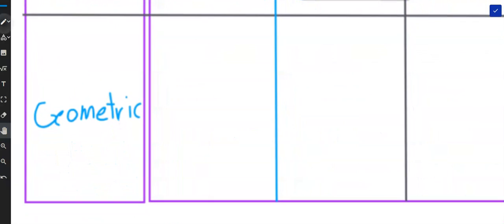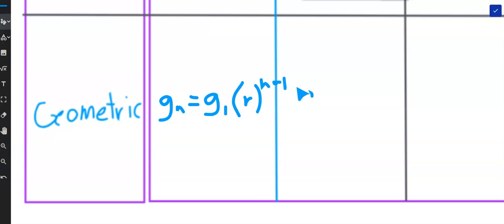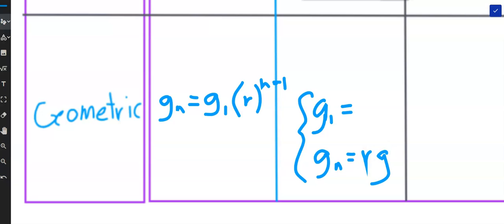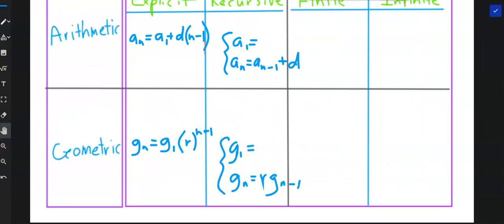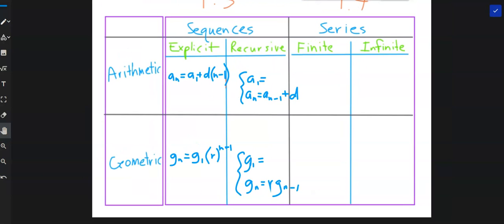For geometric, we've got what we just wrote out. First term times r to the n minus 1 power. And the recursive: first term, next term equals r times g subscript n minus 1. But these are the formulas that you're going to need from that particular section.